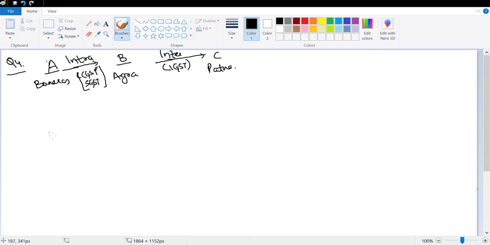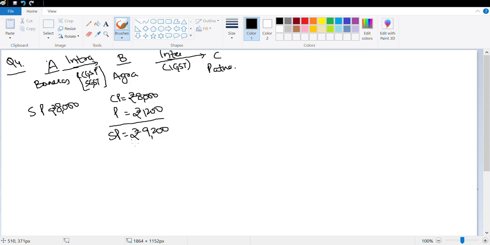A dealer in Banaras supplies goods worth 8,000. So the SP at Banaras is equal to rupees 8,000. Perfect. So the CP at Agra is equal to rupees 8,000. He makes a profit of rupees 1,200. So the selling price is rupees 9,200. Done. Find the input and output tax for dealer C under the GST system if the rate of GST is 18%.